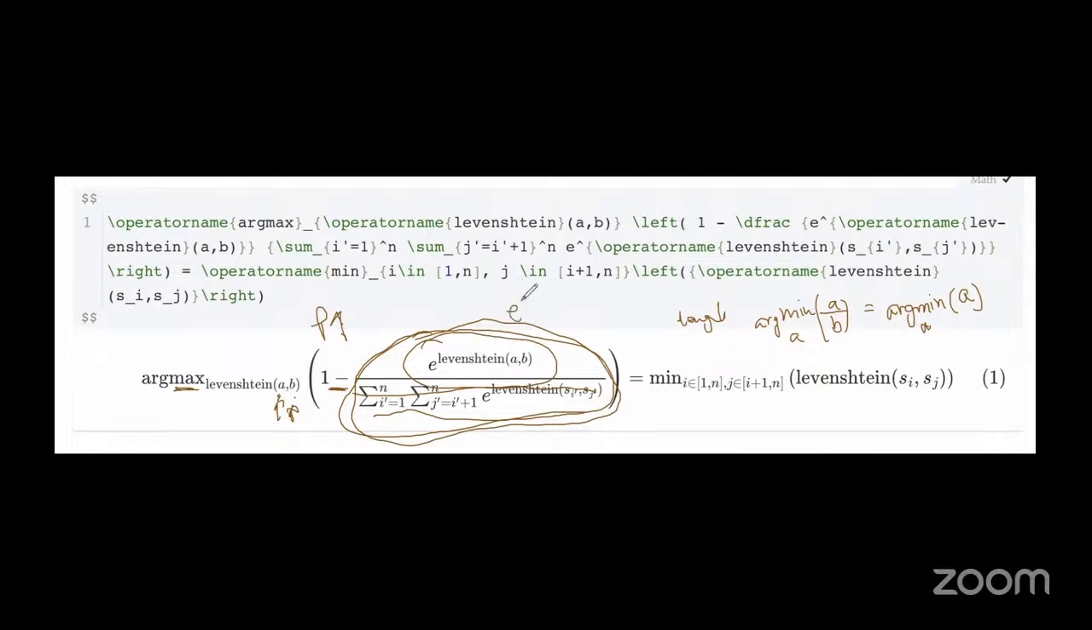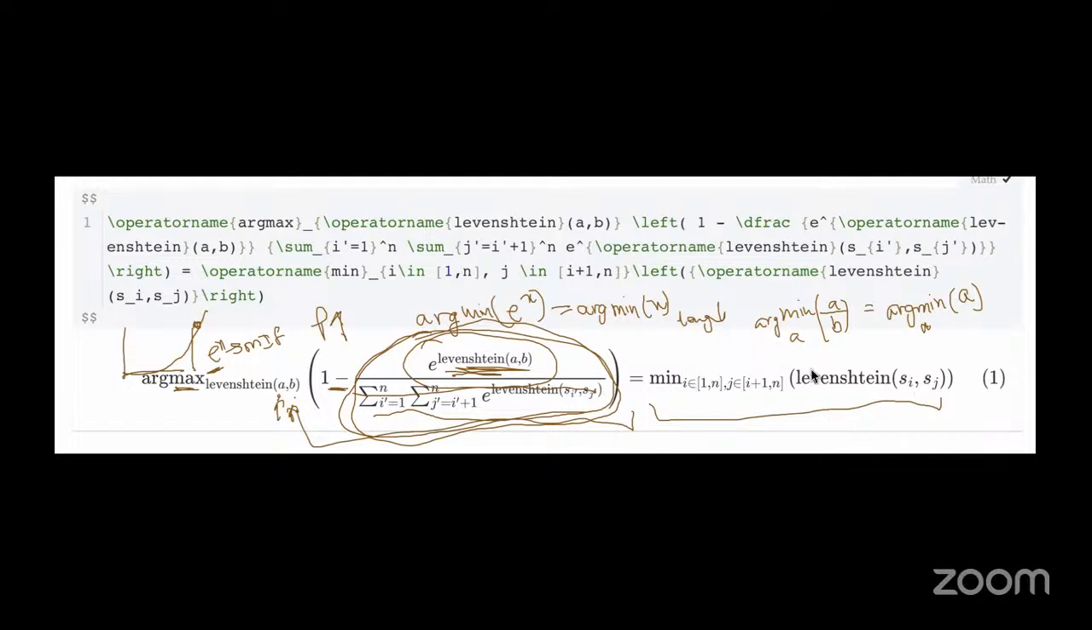And minimizing e to the x, as we saw in week 10 again, the argmin is the same as the argmin of x itself. This is again because e to the x is a monotonically increasing function, which basically means that it does not decrease, it always keeps on increasing. So getting a higher value of the function is the same as getting a higher input to the function itself. This then means we can just minimize the Levenshtein distance of a comma b to maximize this entire thing. That is basically what we have written here.